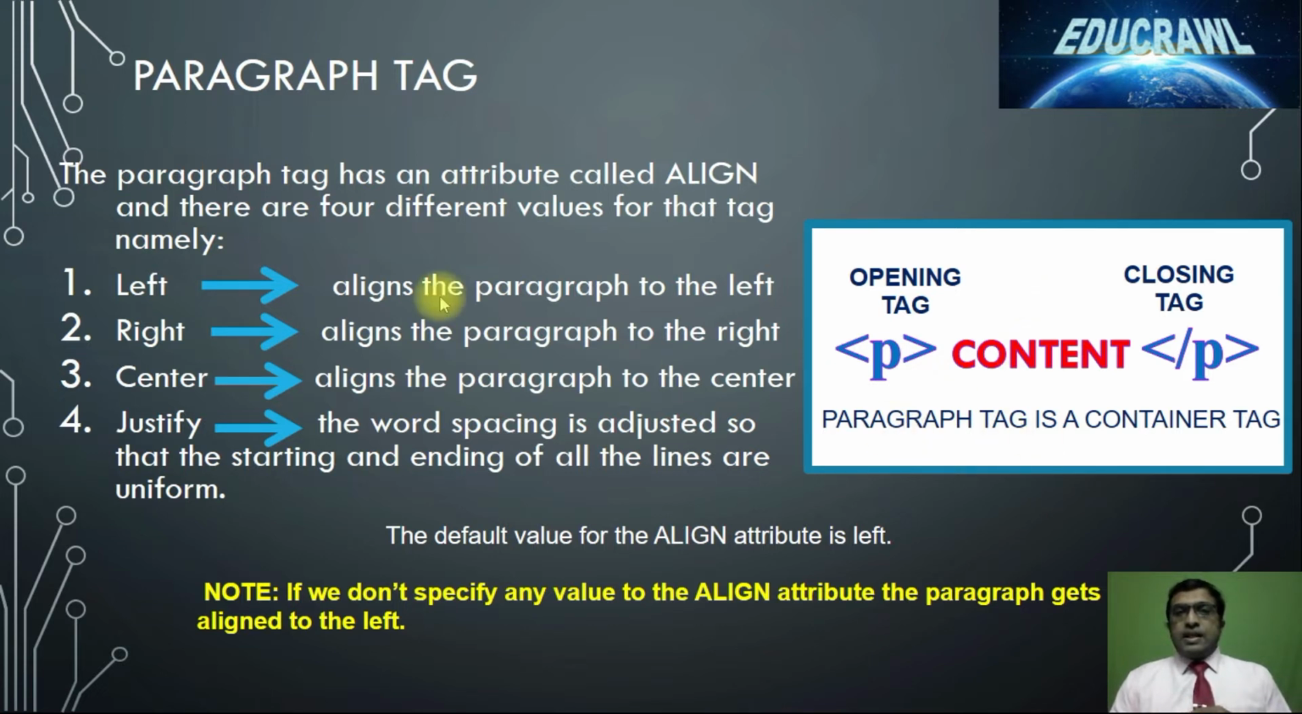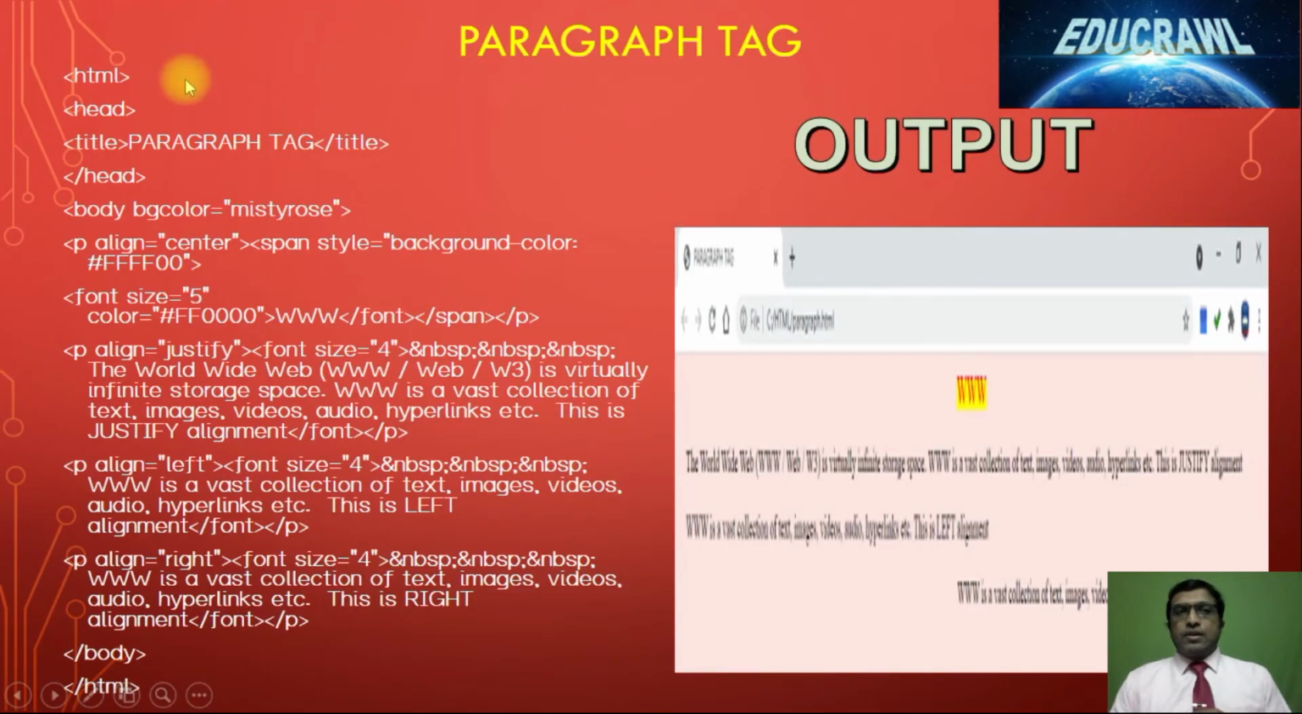Now let us see a small program using paragraph tag. Now you can see HTML, head followed by title, paragraph tag, then you have closed the header section, next the body tag. Okay, so this is Bgcolor. The body background color you can specify here. Bgcolor is misty rose. I have given as a misty rose. This is the misty rose color.